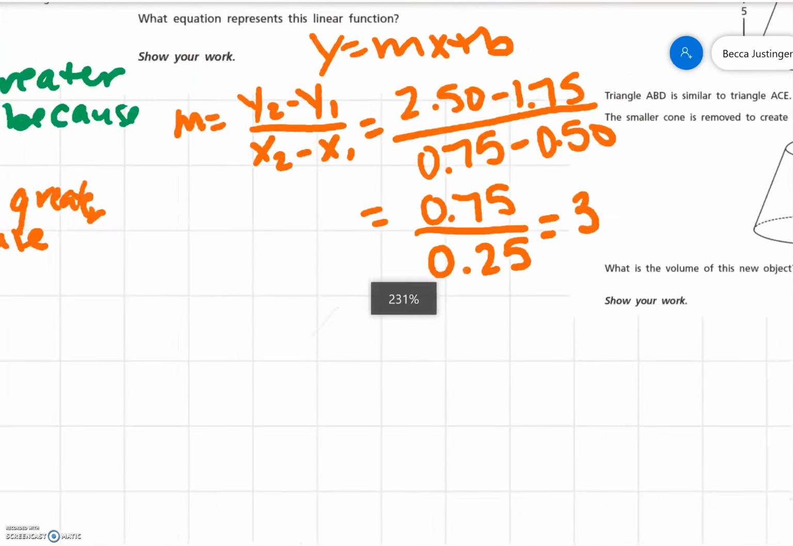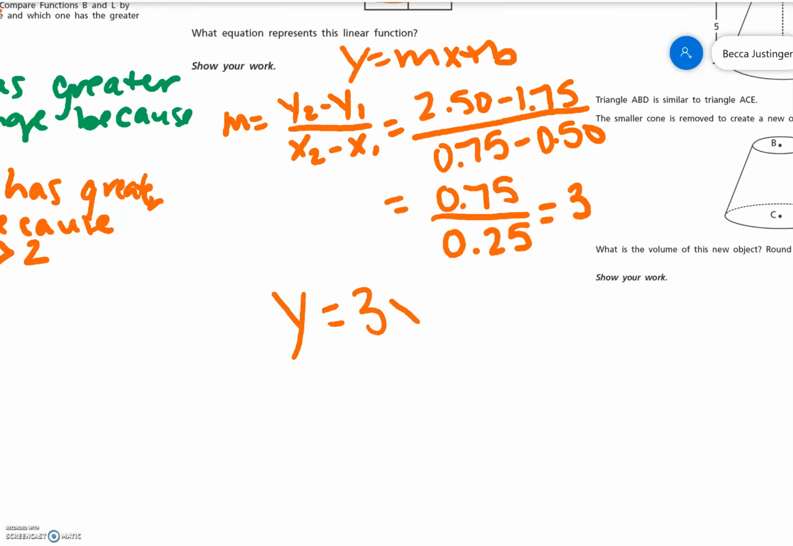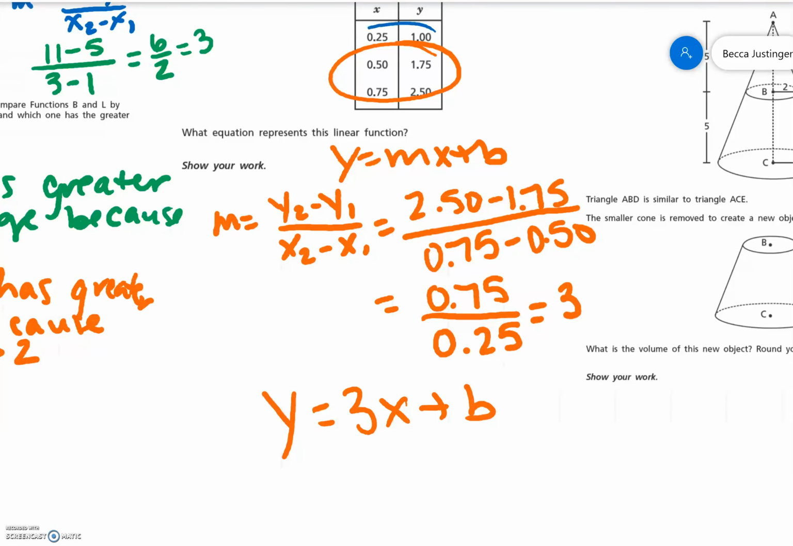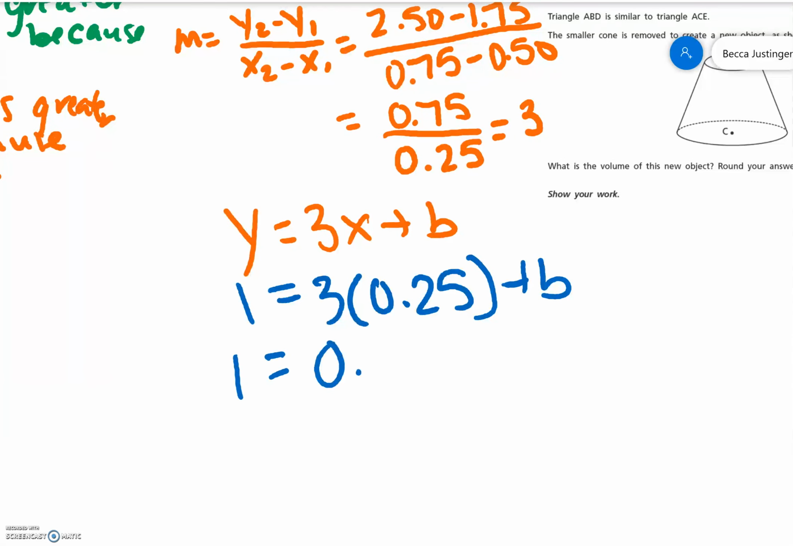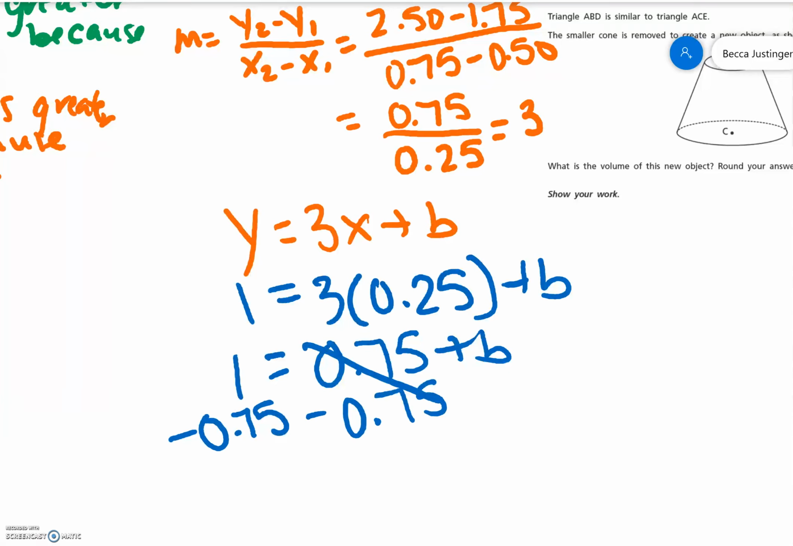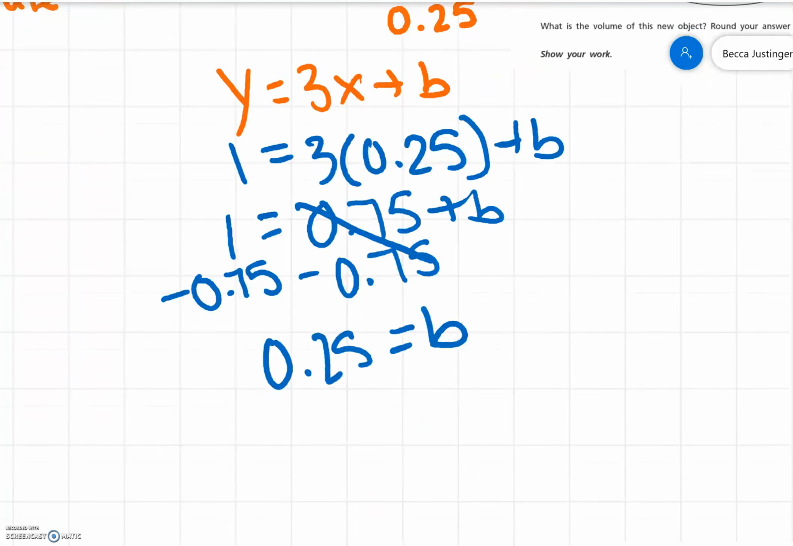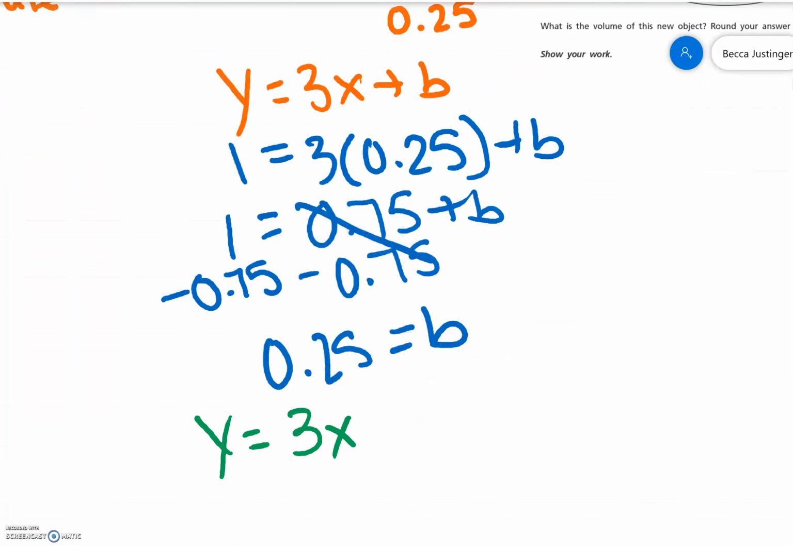So far our equation is y equals 3x plus b, but we don't know what b is. So we pick a point, doesn't matter which one, let's use one we didn't use yet. So 1 equals 3 times 0.25 plus b. 3 times 0.25 is 0.75. Solve for b, so subtract 0.75 from both sides. And we get 0.25 equals b. So our final equation is y equals 3x plus 0.25.